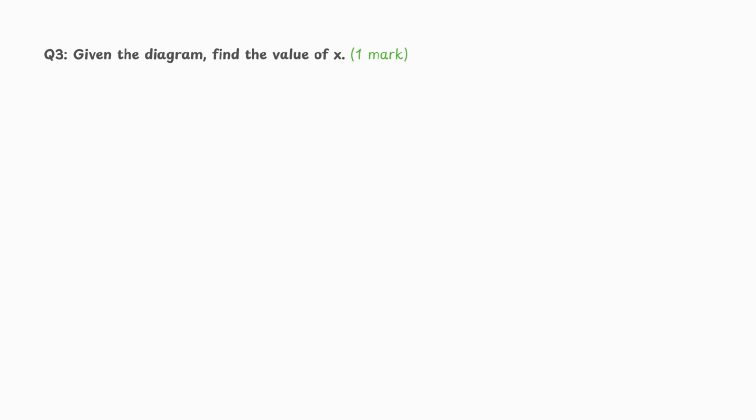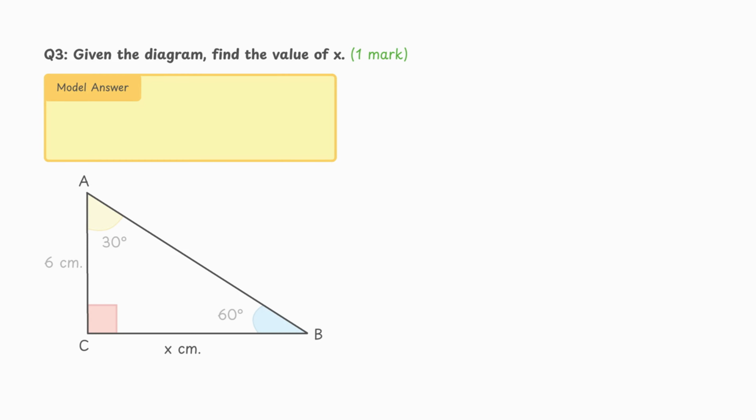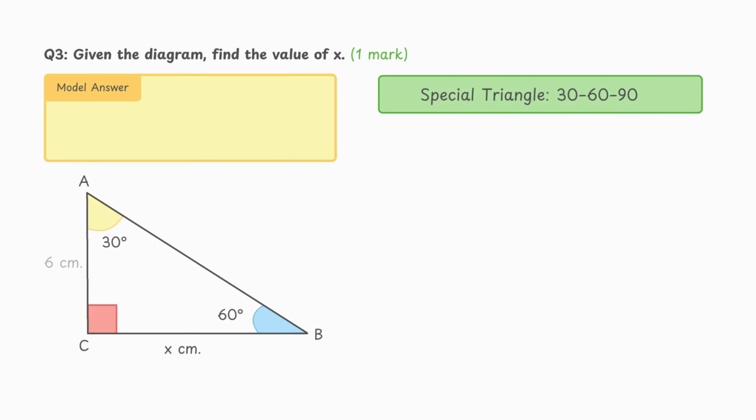Question 3. Given the diagram, find the value of x. Let's go through this step by step and focus on identifying the triangle first. Look carefully at the angles. We are given a 30-degree angle, a 60-degree angle, and a right angle. So this is a 30, 60, 90 triangle. Now pause here. This is a special triangle, and it has a fixed ratio. The sides are always in the ratio 1, square root of 3, 2.